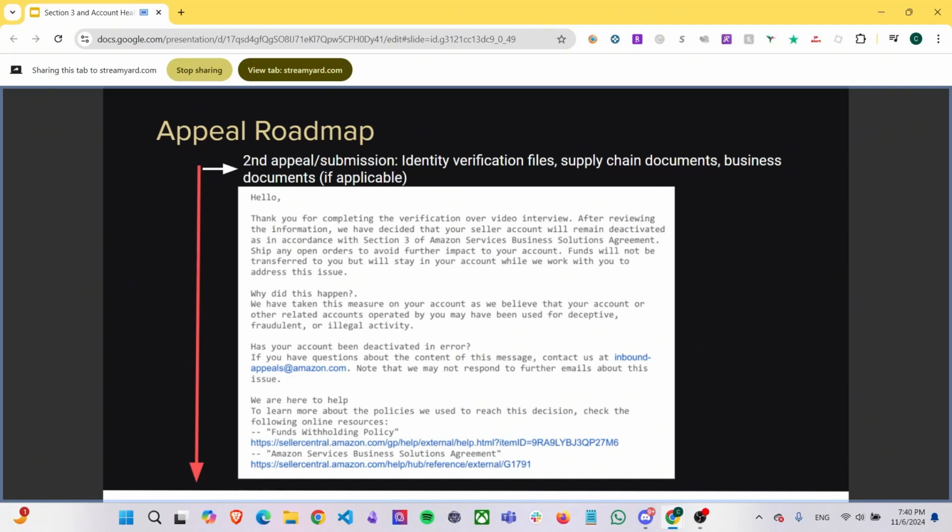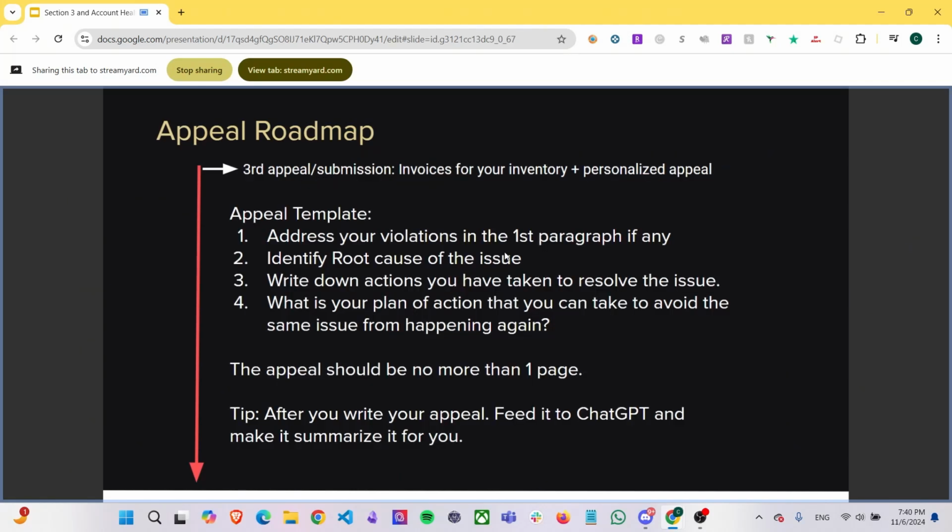Let's move on here. After the second appeal, you're coming to a third appeal. Amazon is still denying the documents you submitted. So now you should draft up a personalized appeal. This is the part where, if you sign up with an Amazon lawyer, they will do this for you, but I'm going to give you the structure for free here.